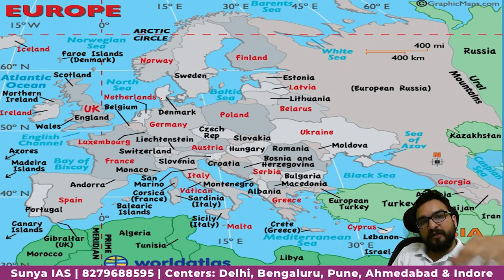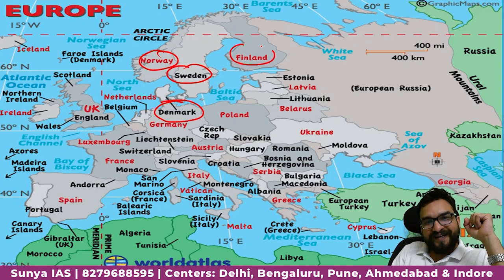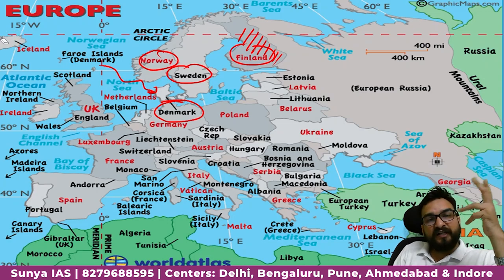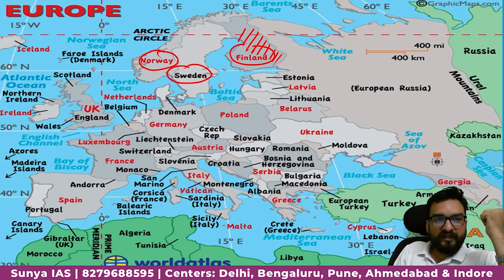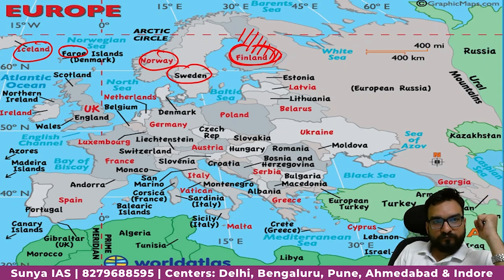Now what are Nordic countries? In Nordic countries, we not only include these Scandinavian countries, that is Norway, Sweden and Denmark, but we also include Finland, guys, over here. This Faroe Island, which is basically controlled by Denmark only, is also included. This Iceland is also included. So which places are added over here? Basically not three countries, but three places: Iceland, Faroe Island and Finland are also included in Nordic countries. Faroe Island is a part of Denmark.